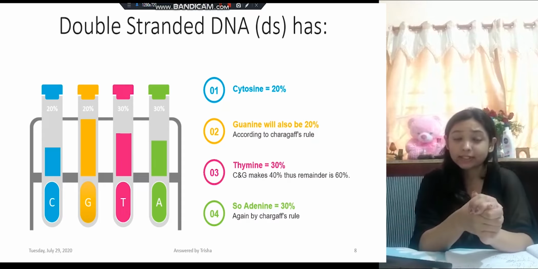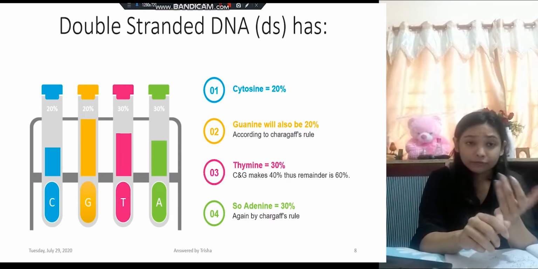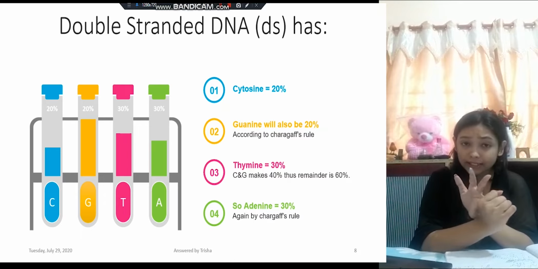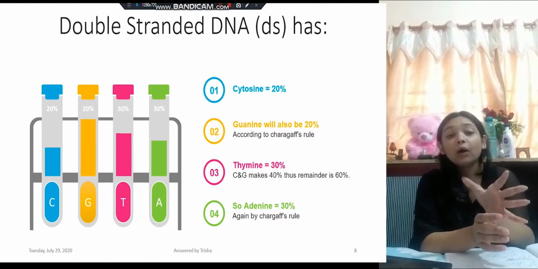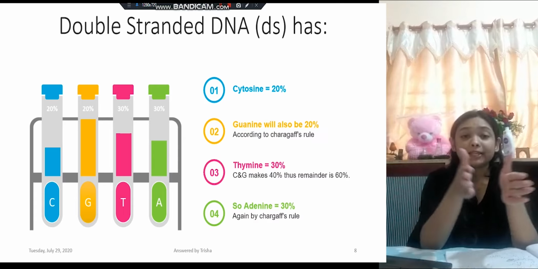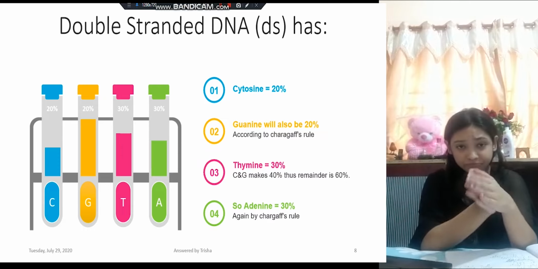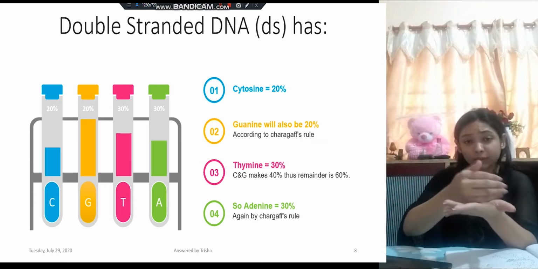The rest is 60%. Now definitely the rest 60% will be either adenine and thymine in case of DNA, and adenine and uracil in case of RNA. And now again adenine and thymine must be equal in amount so that base pairing is formed between them at all points, and in all the sequences adenine can pair up with thymine, so they must be equal in amount.